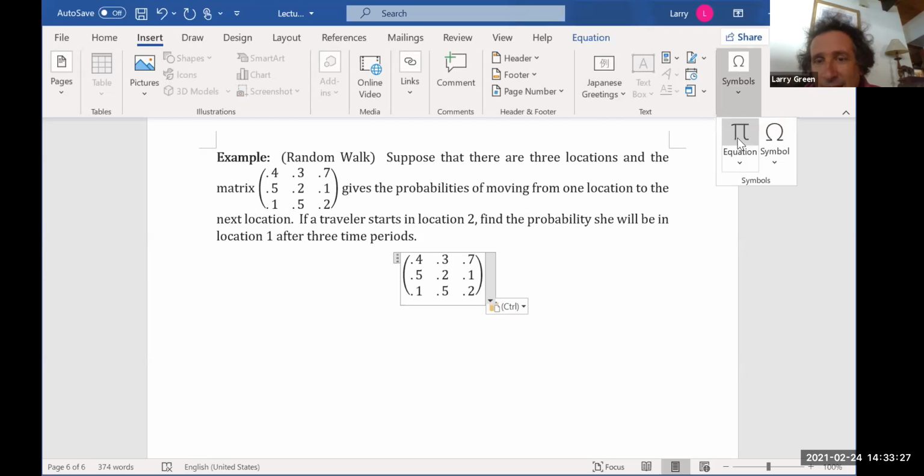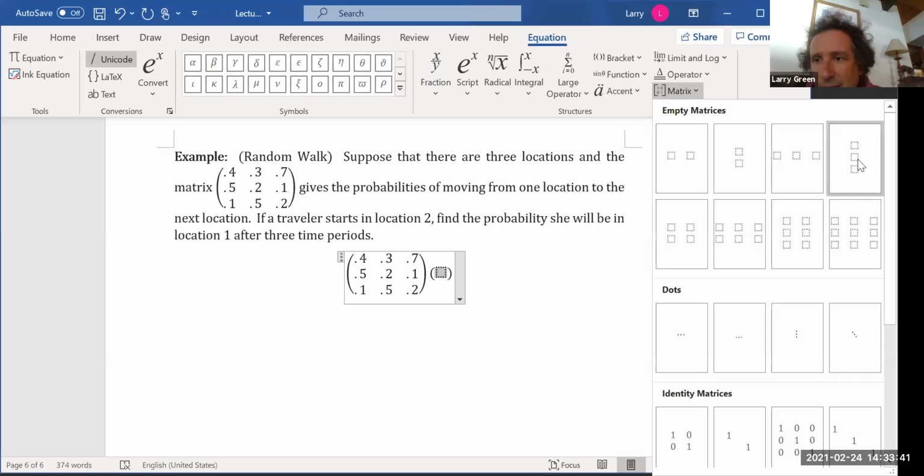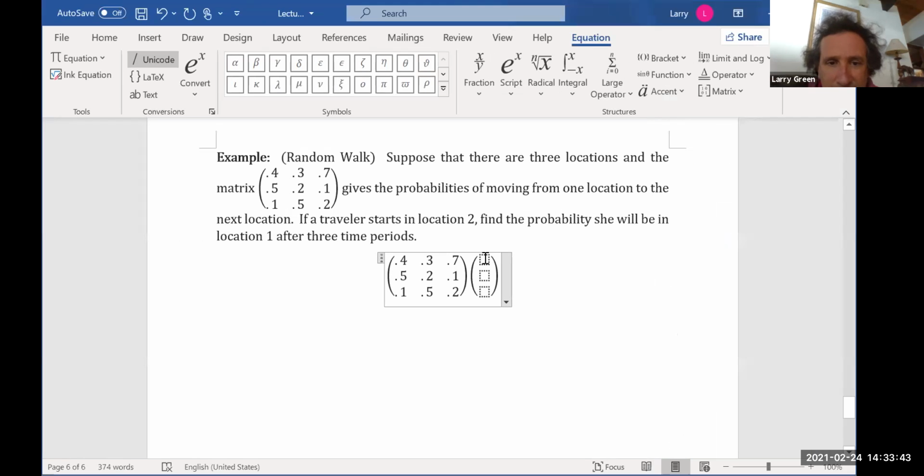And the way you find that, because this is how Markov or random walk Markov matrices work, is you take your matrix A and you multiply it by your vector V naught in this case. Now, if the traveler starts in location 2, we could think of it as there are 0 people in location 1, there is 1 person in location 2, and there are 0 people in location 3. Is that clear? And what's that equal to?